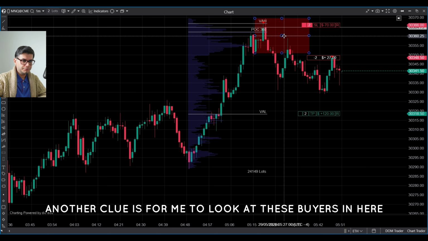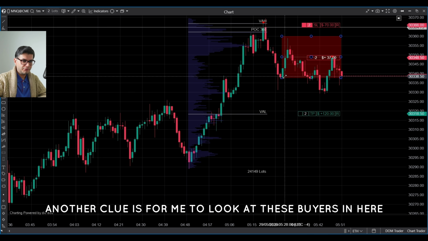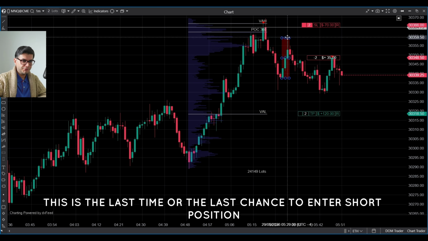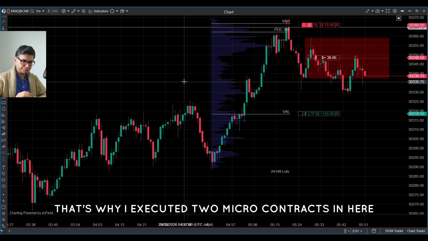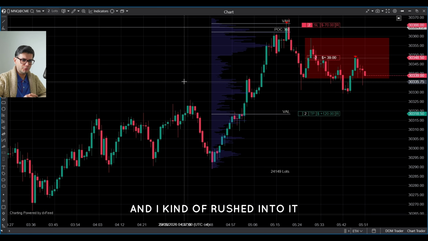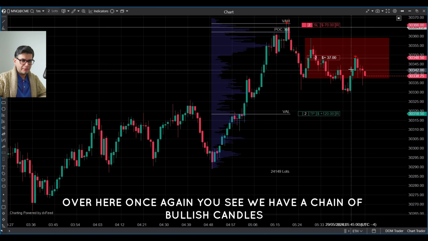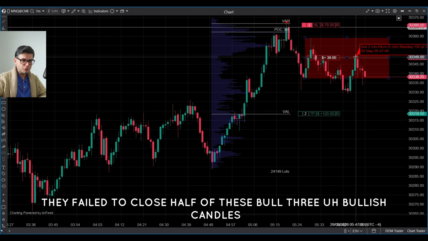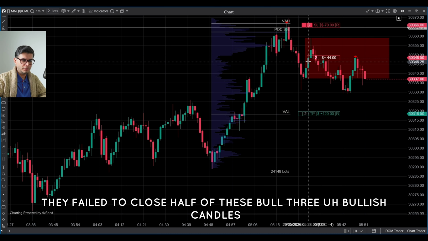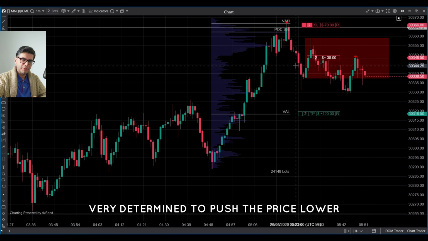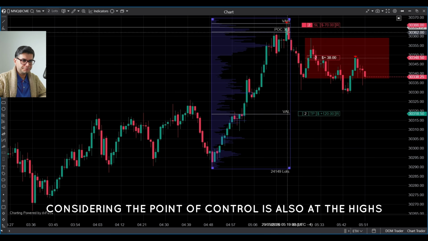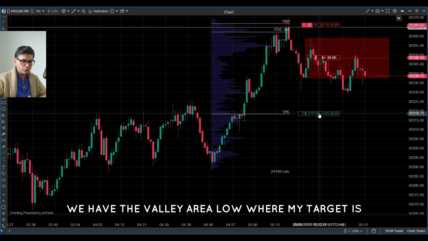Another clue is for me to look at these buyers in here. This is the last chance to enter a short position. That's why I executed 2 micro contracts in here, and I kind of rushed into it. Over here, once again, you see we have a chain of bullish candles. They failed to close half of these 3 bullish candles. That indicates that sellers are very determined to push the price lower, considering the point of control is also at the highs. We have the value area low where my target is.